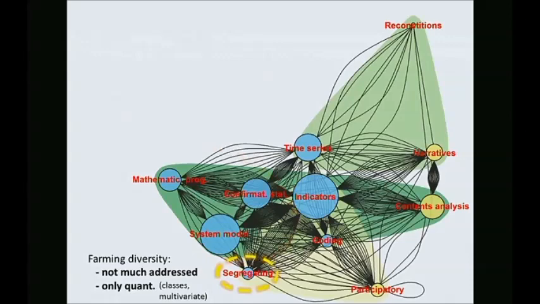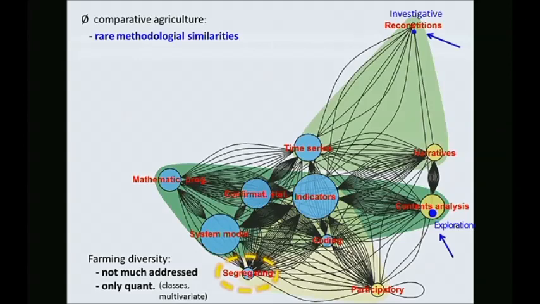Back to farming diversity, the result here is that really it's not much addressed. The farms are not really segregated. There's not many approaches to segregate farms within regions. And when it's done, it's only with quantitative methods using classes that segregate a population or using multivariates, and I'm going to talk about that a bit later.